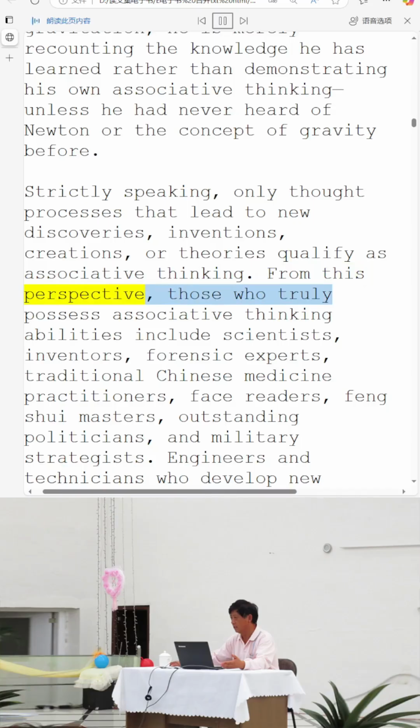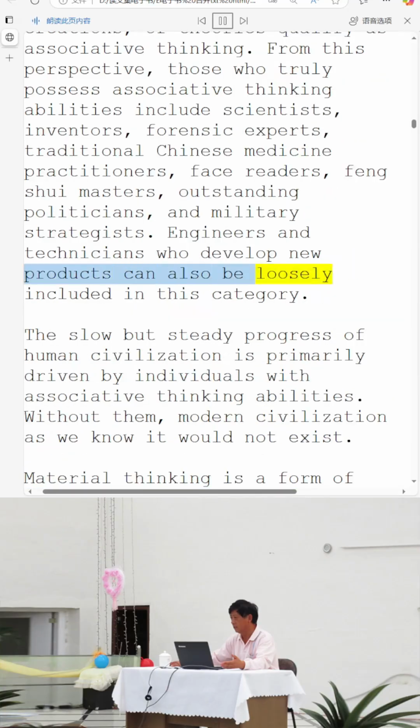From this perspective, those who truly possess associative thinking abilities include scientists, inventors, forensic experts, traditional Chinese medicine practitioners, face readers, feng shui masters, outstanding politicians, and military strategists. Engineers and technicians who develop new products can also be loosely included in this category. The slow but steady progress of human civilization is primarily driven by individuals with associative thinking abilities. Without them, modern civilization as we know it would not exist.